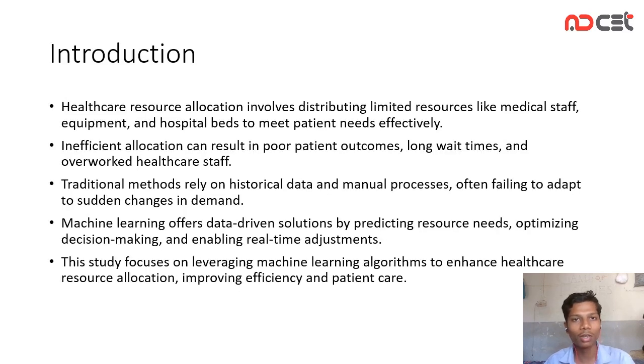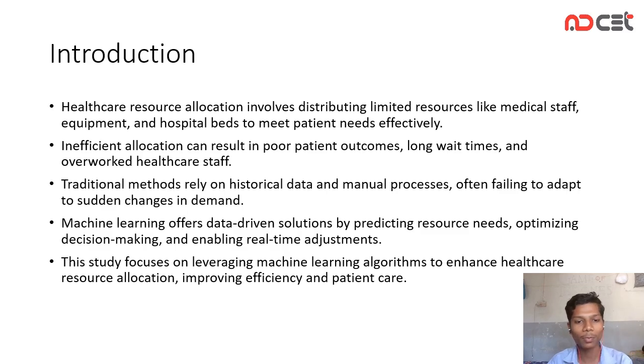So first we see what this paper is about. The paper explores how machine learning can optimize healthcare resource allocation. It focuses on demand forecasting, patient prioritization, workforce management, and supply chain optimization. It examines real world applications including the COVID-19 pandemic. The paper also discusses challenges like data limitations, algorithm bias, privacy, and ethical concerns.